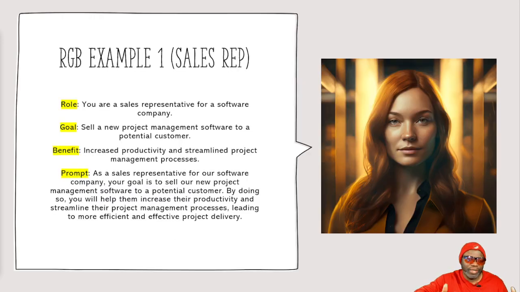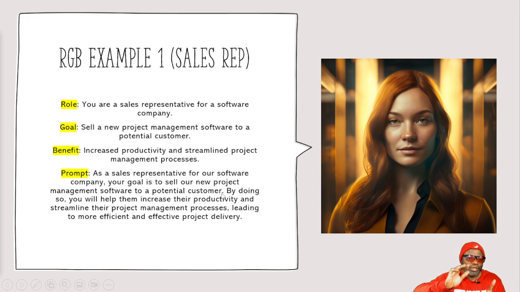So here's an example. As a sales rep, you are a sales representative for a software company. This is you telling the AI what it is, the role that it is meant to generate the data about. So the goal is to sell a new project management software to a potential customer. The benefit, increased productivity. Now look, you're going to take all this information and you're going to say, as a sales representative for our software company, your goal is to sell our new product management software to a potential customer.